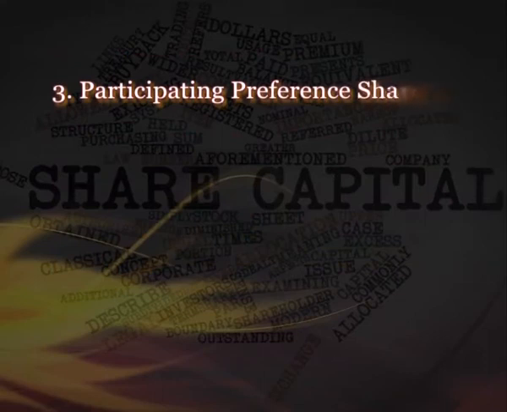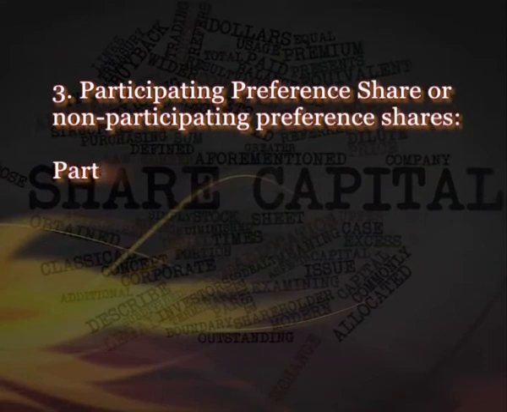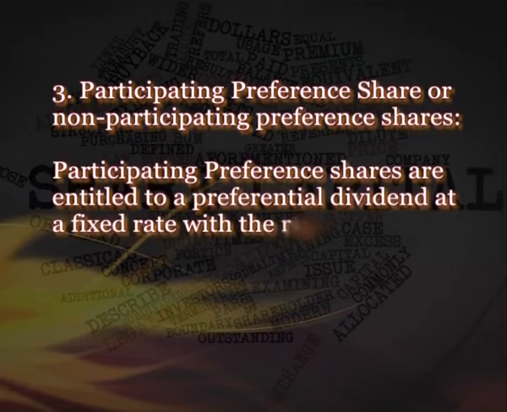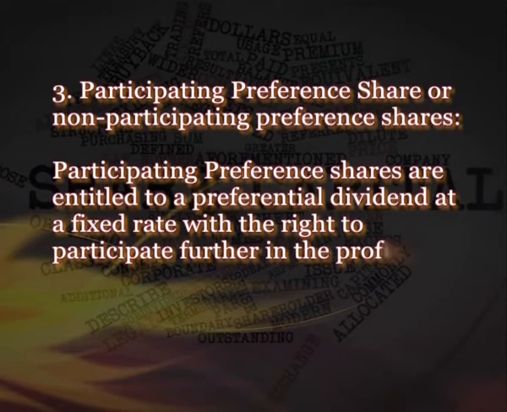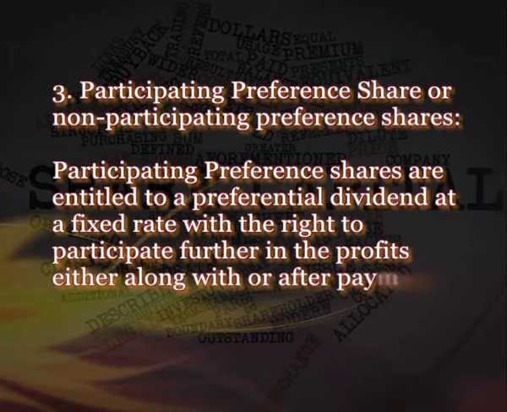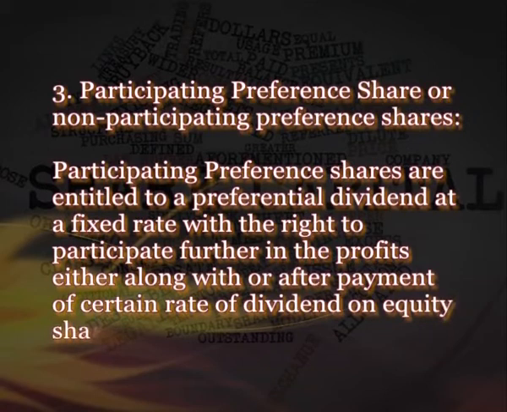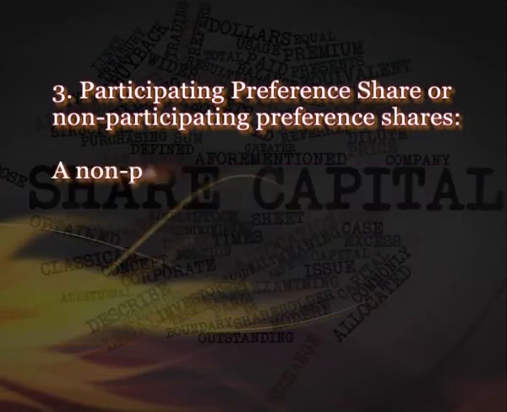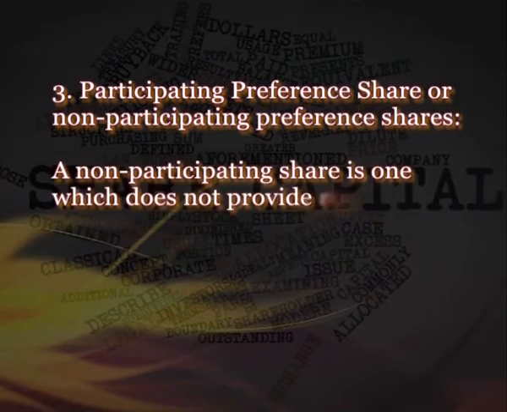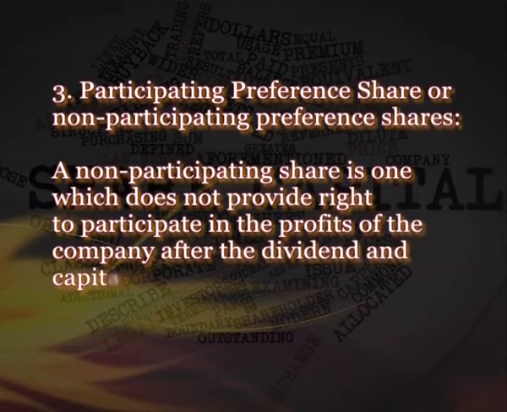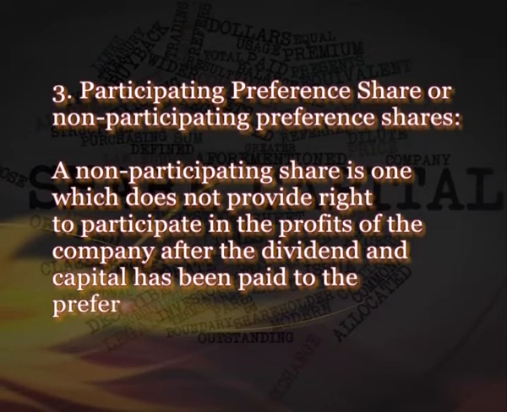Number 3, participating preference shares or non-participating preference shares. Participating preference shares are entitled to a preferential dividend at a fixed rate with the right to participate further in the profits, either along with or after payment of a certain rate of dividend on equity shares. A non-participating share is one which does not provide the right to participate in the profits of the company after the dividend and capital have been paid to the preference shareholders.